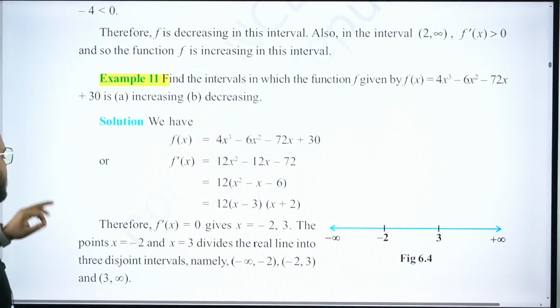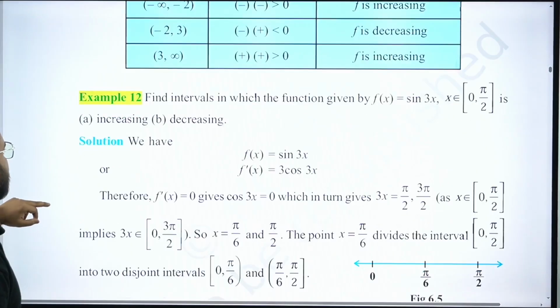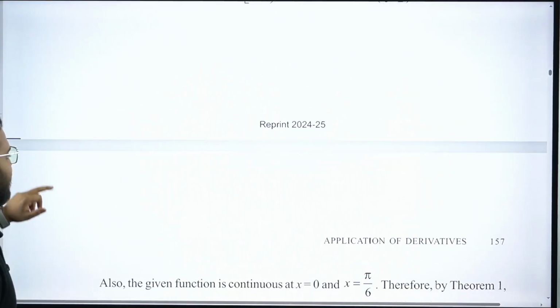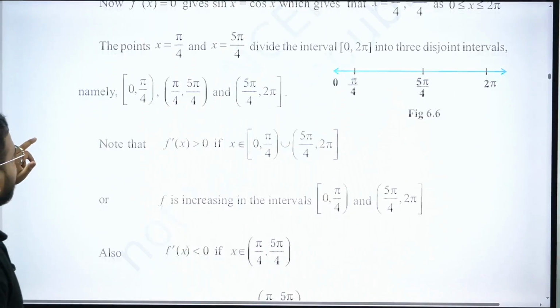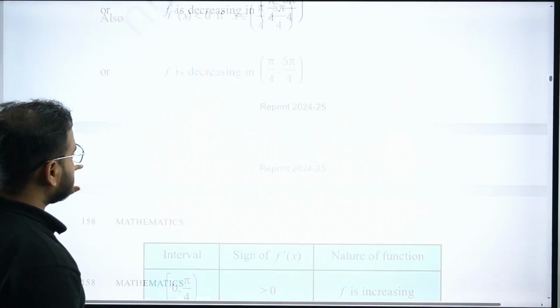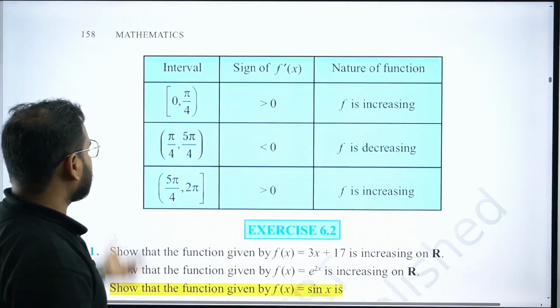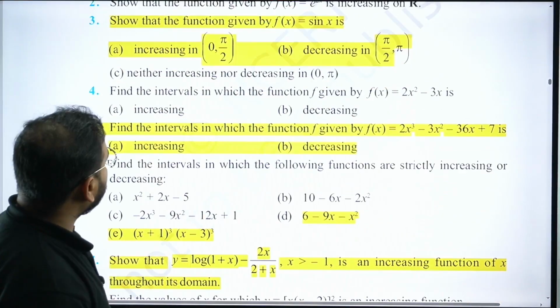Example 11 we have, for the second exercise, and then comes the exercise now. Please check. So example number 12 we have, okay. 10, 11, 12, all the examples I have mentioned over here only. Example number 13, okay. This is the basic summary of the previous examples. Now exercise number 6.2. I mentioned here question number 3, okay.